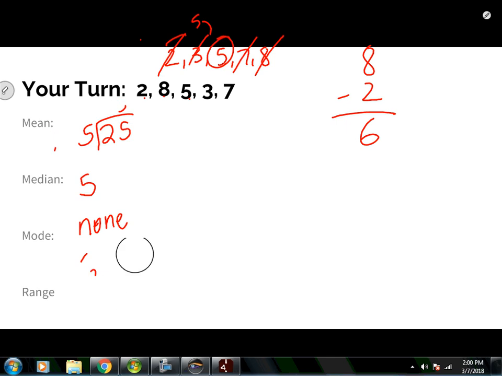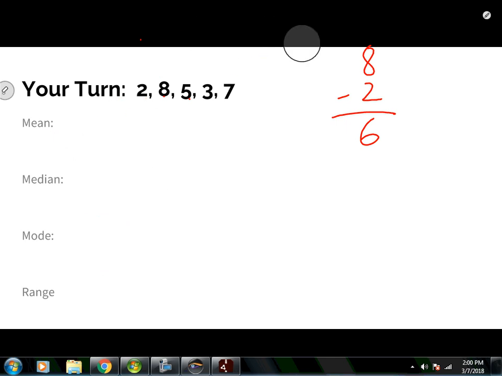All right, hope this helps as a review for you when we're talking about central tendency: mean, median, mode, and range.